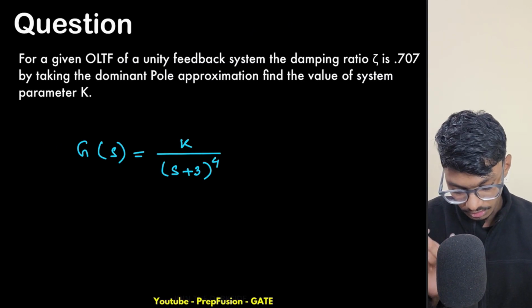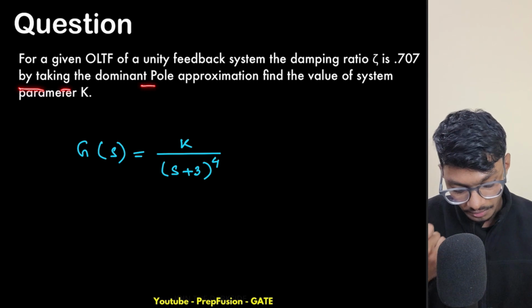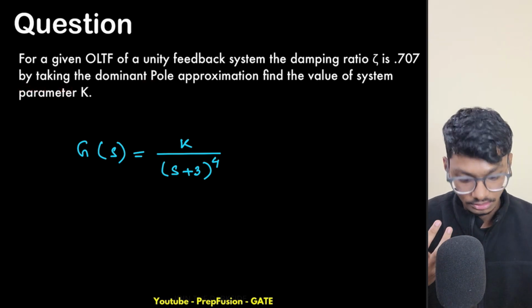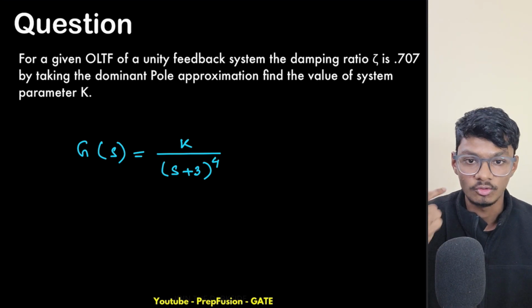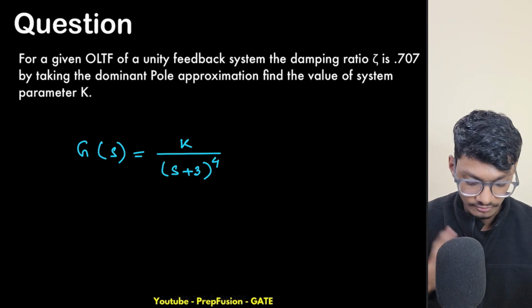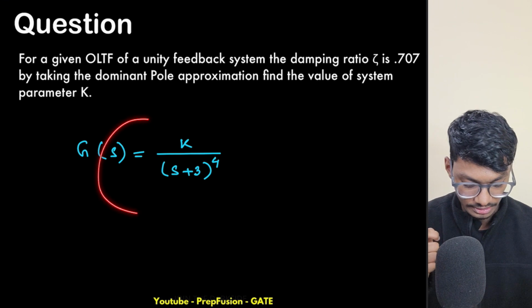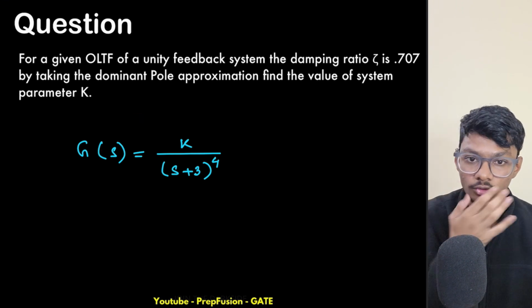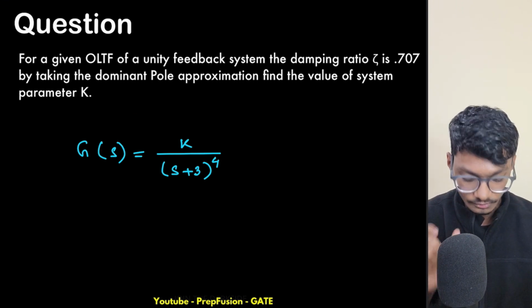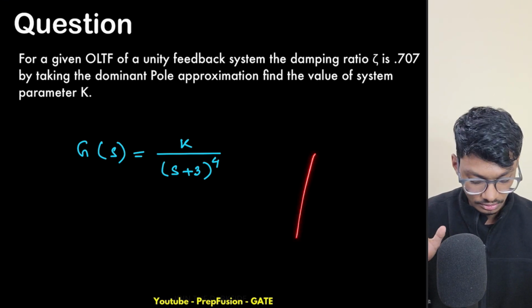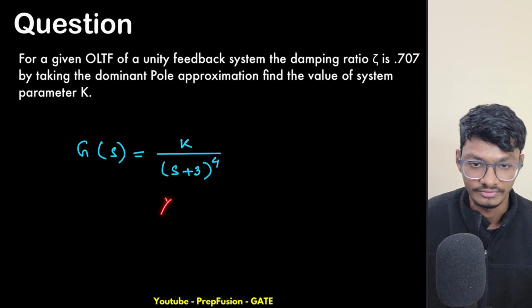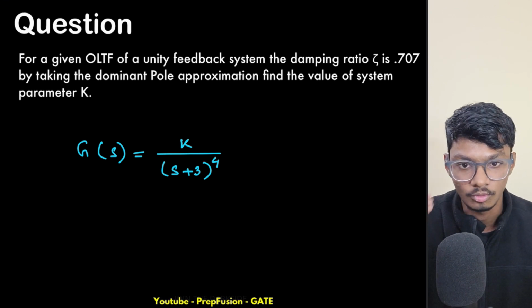Now it is taking the dominant pole approximation. Why? Because generally the damping, underdamped, overdamped, critically damped, all those things are for a second order OLTF. But here what do I have? I have a fourth order OLTF. So obviously they are telling us to neglect the two poles that are very far away from the origin, using the dominant pole approximation.